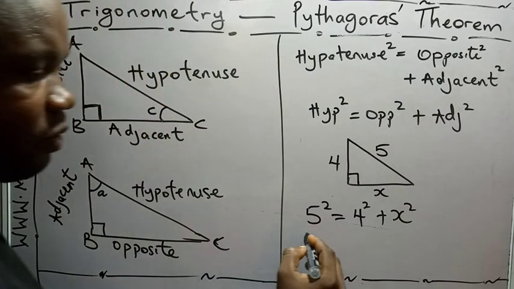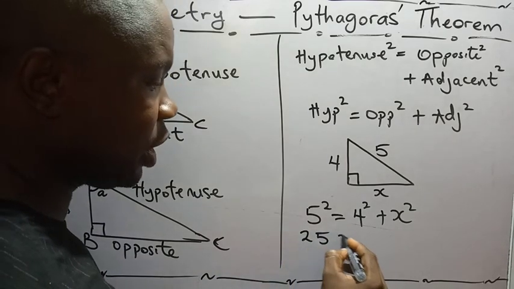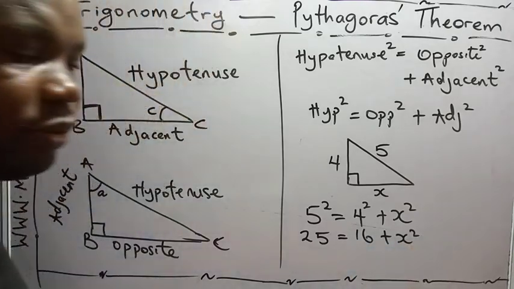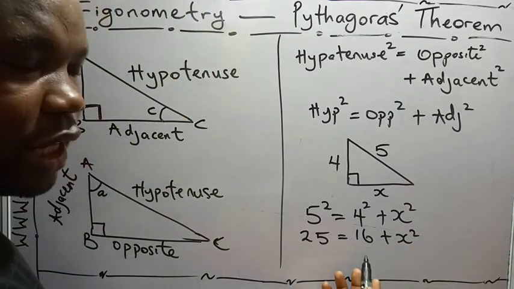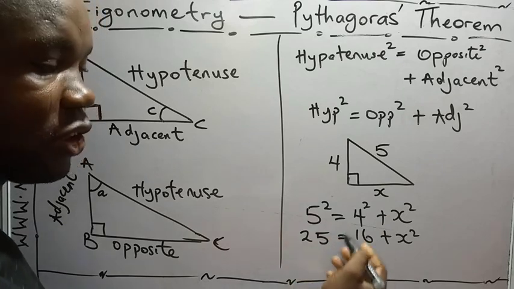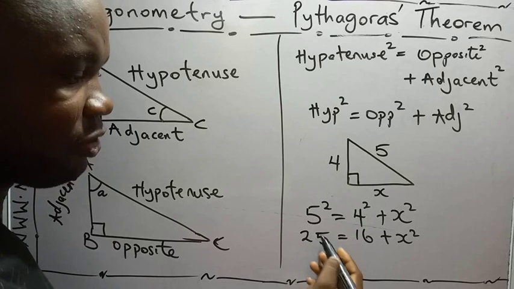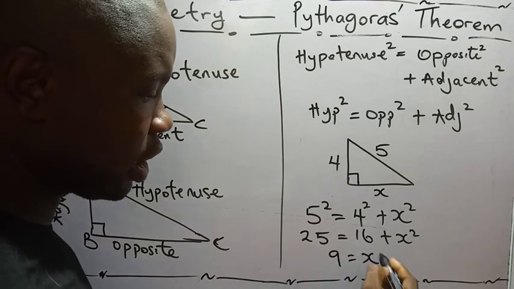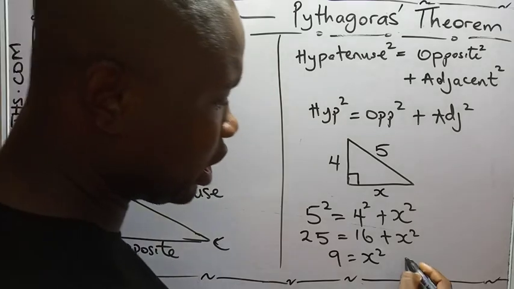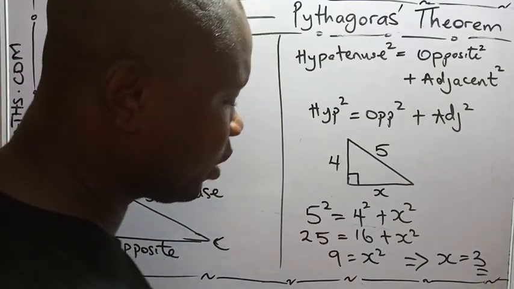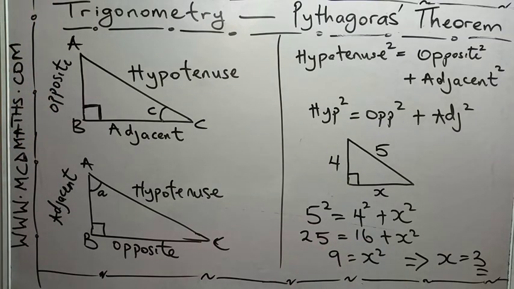So that means 25 is equal to 16 plus x squared. If you take this over here, it becomes 25 minus 16, which means 9 equals x squared. So this implies that x is equal to 3. That's finding the square root of both sides.